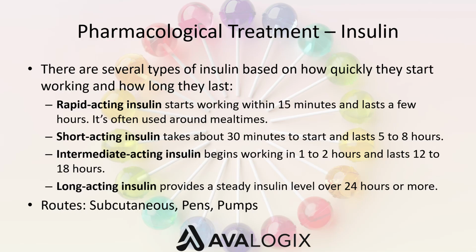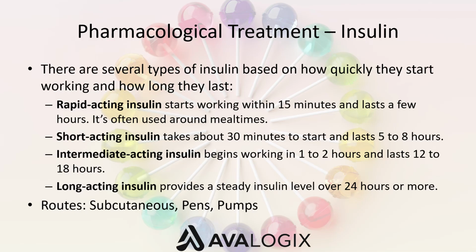There are several types of insulin based on how quickly they start working and how long they last. Rapid-acting insulin starts working within 15 minutes and lasts a few hours. It's often used around mealtimes. Short-acting insulin takes about 30 minutes to start and lasts 5 to 8 hours. Intermediate-acting insulin begins working in 1 to 2 hours and lasts 12 to 18 hours. Long-acting insulin provides a steady insulin level over 24 hours or more.